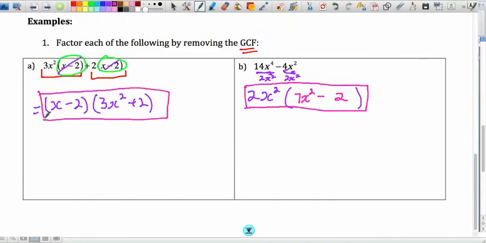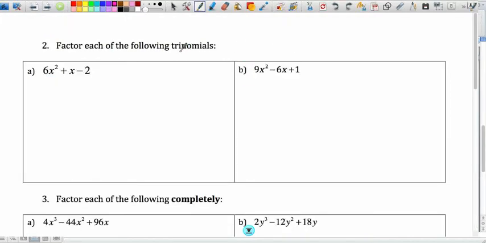So that's a very quick review of GCF and, in a sense, grouping. And now we have a couple of trinomials. These are the more difficult trinomials because the squared term has a coefficient which is not 1. Once again, I'm going to come down here and open 2 sets of parentheses, because the answer, if it factors, is going to be the product of binomials.